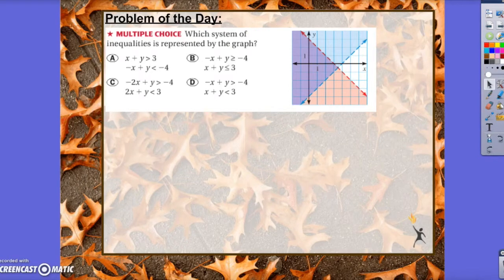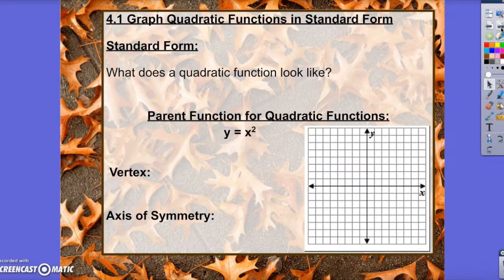All right, so today we're going to take a look at the beginning of Chapter 4, Lesson 4.1. Before we get to that, take a look at your problem of the day, pause the video and solve it. Now, we officially start Chapter 4.